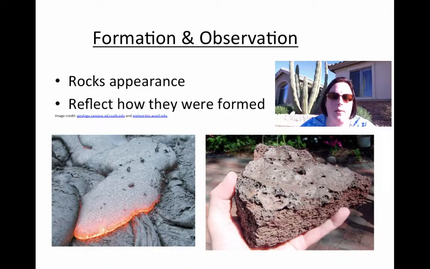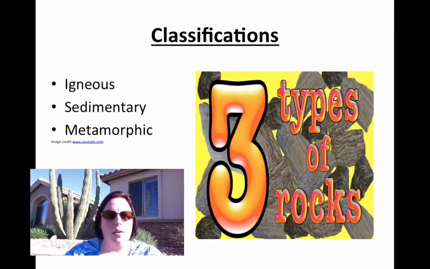So, rocks' appearance is totally based on how they are formed, and what I'm showing you here is molten lava, which is getting turned into a rock. So, of course, it's going to look like lava. There are 3 classifications, or 3 families of rocks. They are igneous, sedimentary, and metamorphic.